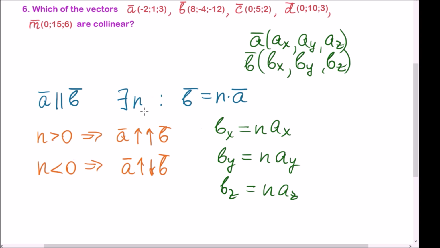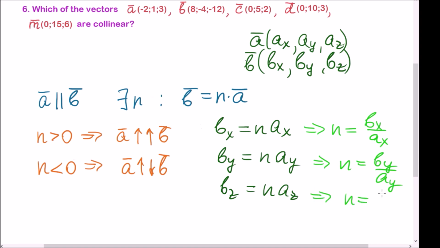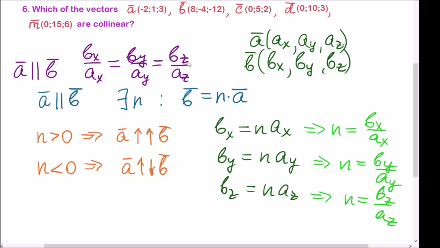From each equation we can find n. N from here will be b sub x divided by a sub x. From here n is b sub y divided by a sub y, and from here we have b sub z divided by a sub z. So two vectors are collinear if the relations of their corresponding coordinates are equal, and it equals the number n, which can be positive or negative.